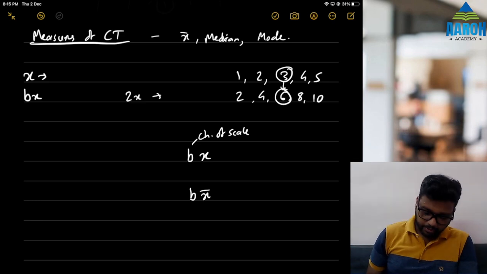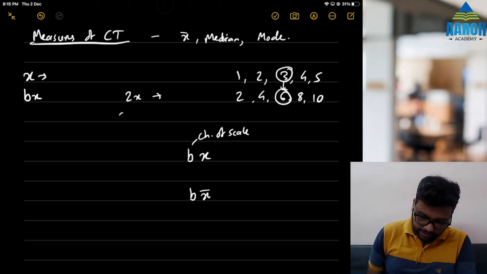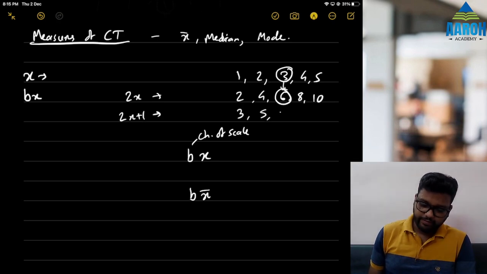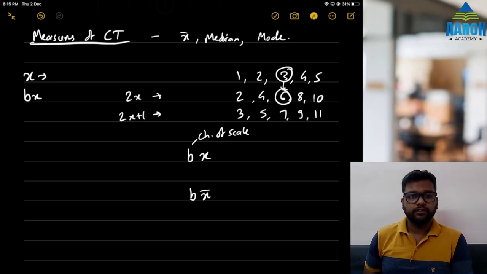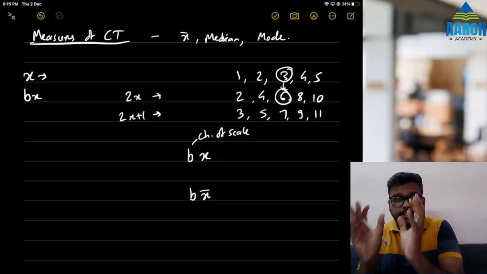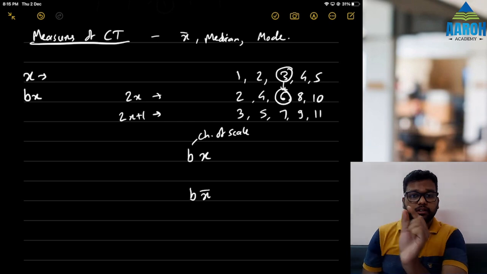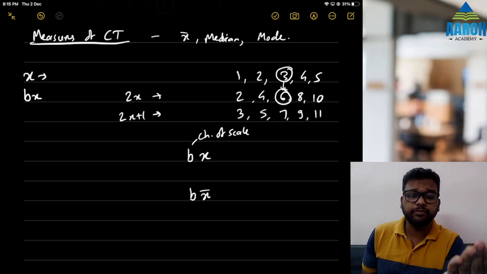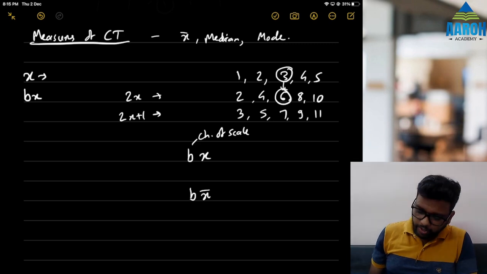Now let's imagine that in this 2x, let's say we added 1: 2x plus 1. Now it will become 3, 5, 7, 9, 11. Still we are just shifting them from one place to another. The midpoint, which was 6, is also going to be shifted in the exact same way, right? So now the new midpoint will become 7.